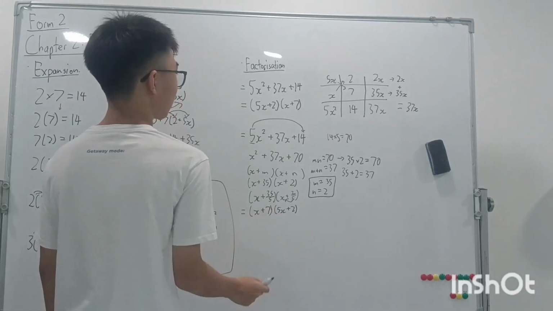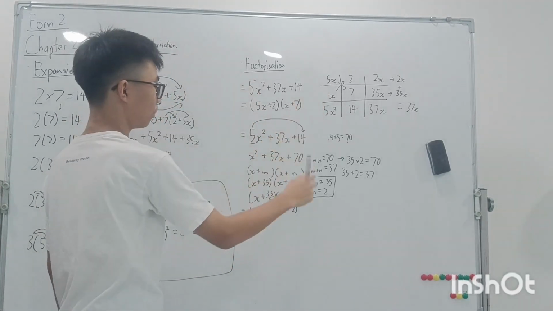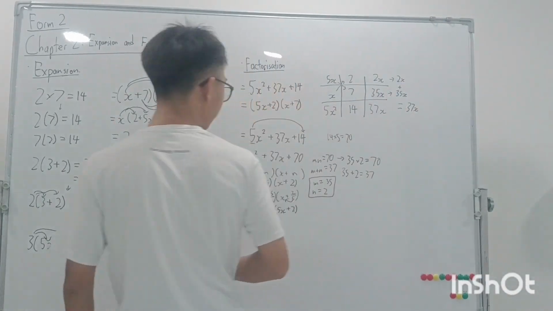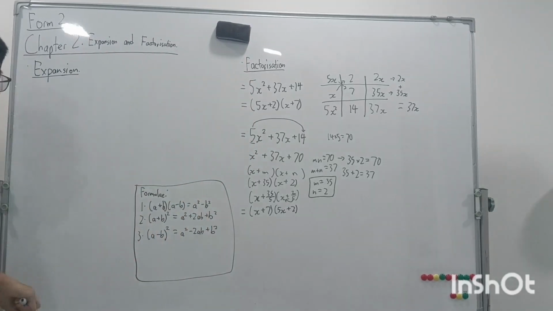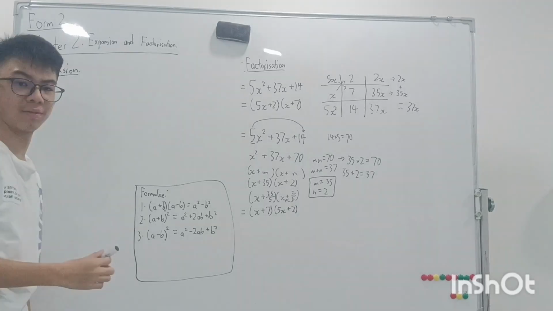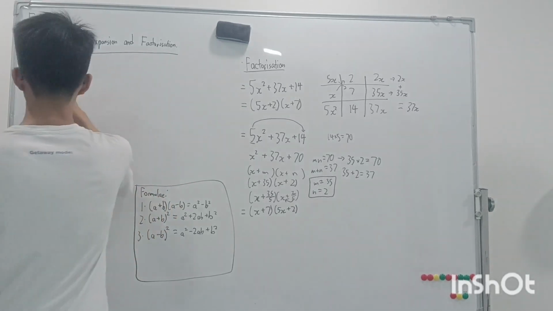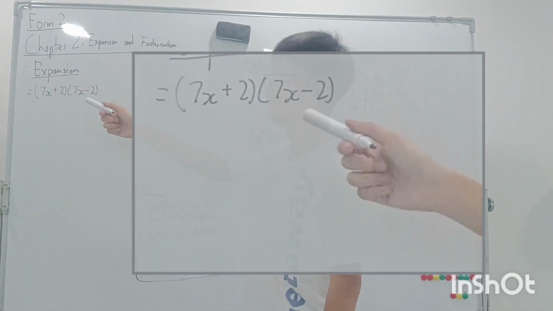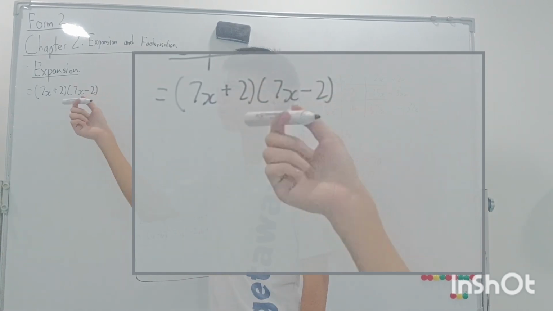So yeah, this is the tic-tac-toe method, and this is the split and divide method. So we're going to go back to expansion. Okay, so let's try to expand some equations with these formulas right here. First equation: 7x plus 2 times 7x minus 2. Now how do we expand this?